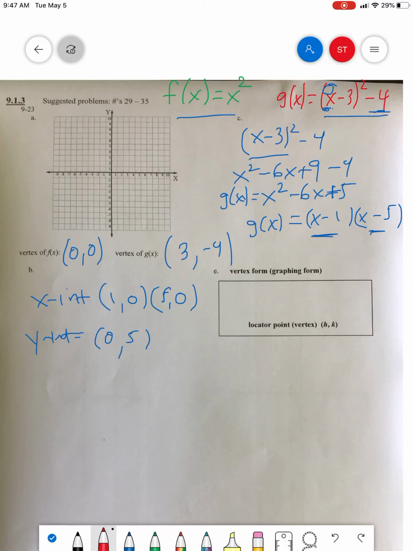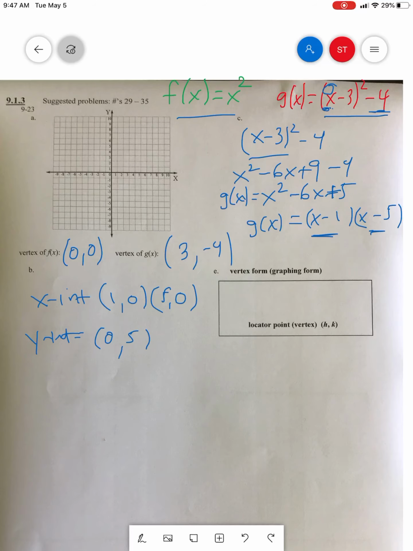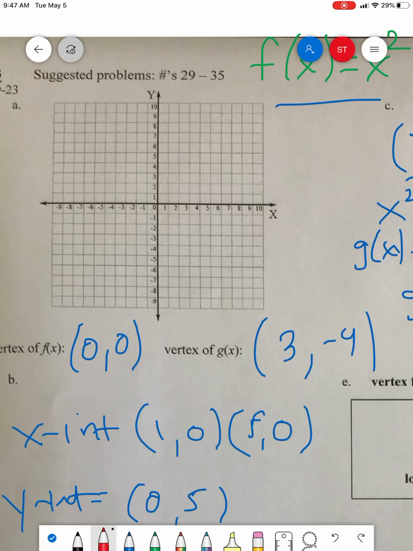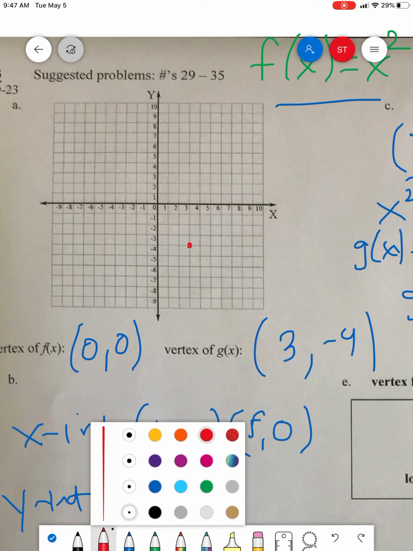Okay, it's real simple. Well, the vertex is 3, negative 4. So you know what? I think I'm going to zoom in a little for you. All right, so the vertex is 3, negative 4, right there. And then the x-intercepts are 1, 0. I'm going to a different color. Now let's do this.